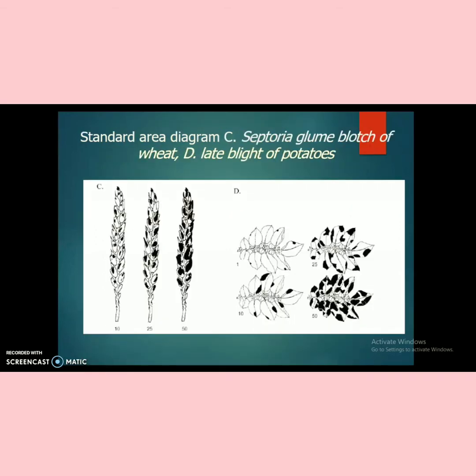These are the standard pictorial diagrams for septoria glume blotch of wheat and late blight of potato. Infection percentages of 10%, 25%, and 50% are given for septoria glume blotch of wheat, and for late blight of potato we have 1%, 10%, 25%, and 50% infection. By seeing these pictures, we compare the infected leaves brought from the field and give them this percentage.